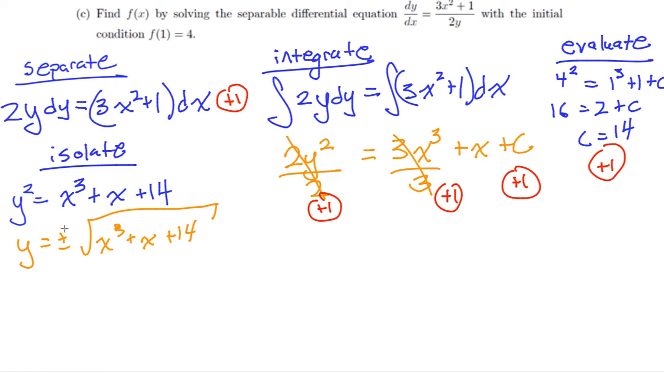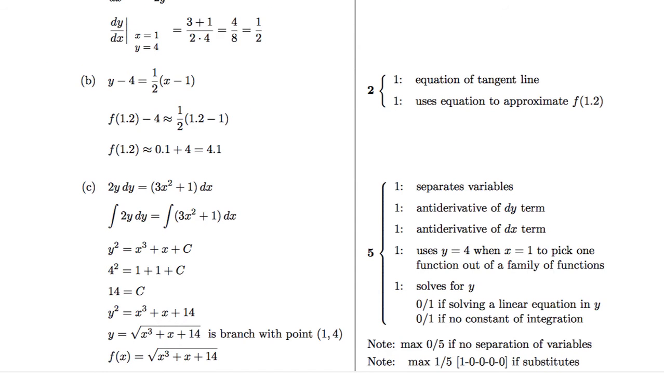And I need to decide if it's plus or minus, and we can do mental math here. I know that y should be 4, and I'm plugging in 1 into each of these. 1 plus 1 plus 14 is 16. Square root of 16 is 4. So then I have 4 is equal to plus or minus 4. Well, it's obviously the plus. So get rid of the minus, and you get yourself another plus 1. And that question was out of 5 points.